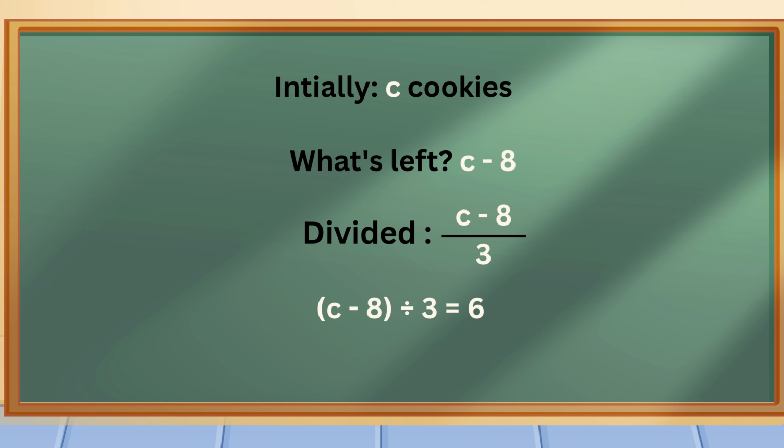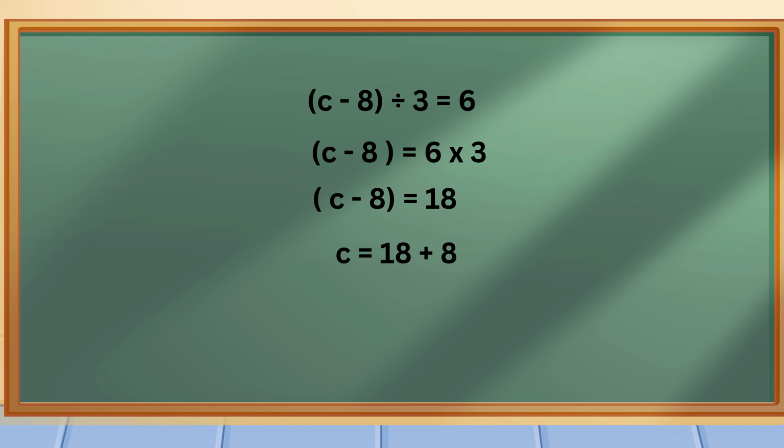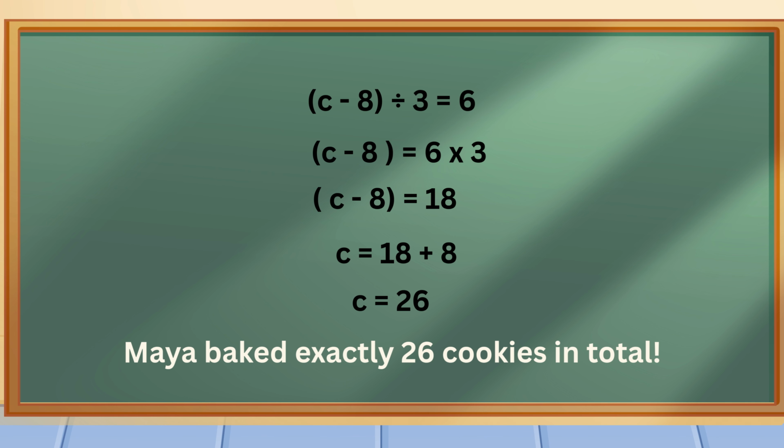Now we will follow the reverse BODMAS rule to solve the problem. So we'll undo division first. The divisor 3 will become a multiplier on the right hand side. So C minus 8 equals 6 into 3. C minus 8 equals 18. Now we will solve the expression inside the bracket. So C minus 8 equals 18. C equals 18 plus 8. C equals 26. Maya baked a total of 26 cookies.